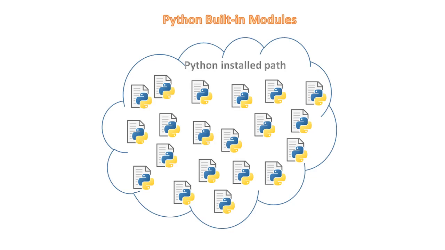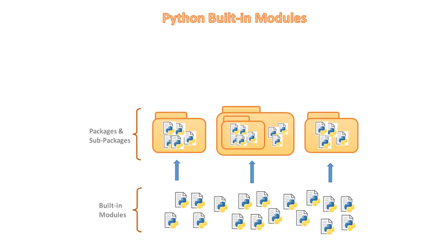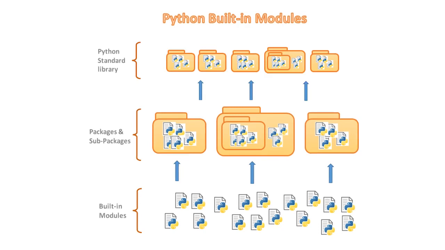Python provides plenty of built-in modules available in Python installed path or Python runtime environment. Let's see broadly how these built-in modules are organized. A collection of built-in modules are grouped into packages and subpackages. It is similar to folder structure in Windows Explorer. A collection of packages are grouped to form Python standard library.